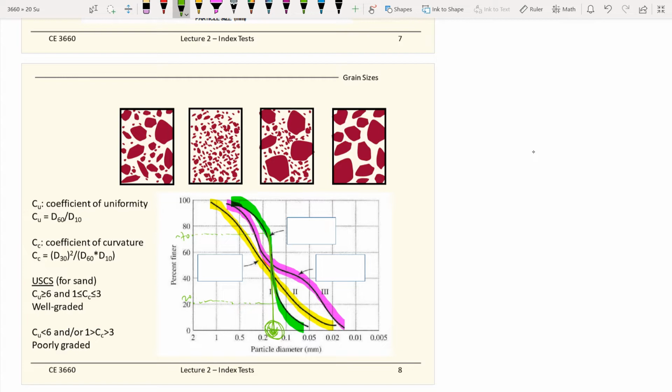So if you want to visualize this, you have four options right here. One, two, three, four. Which type of soil particle combination over there gives you the grain size distribution curve like the green one here?